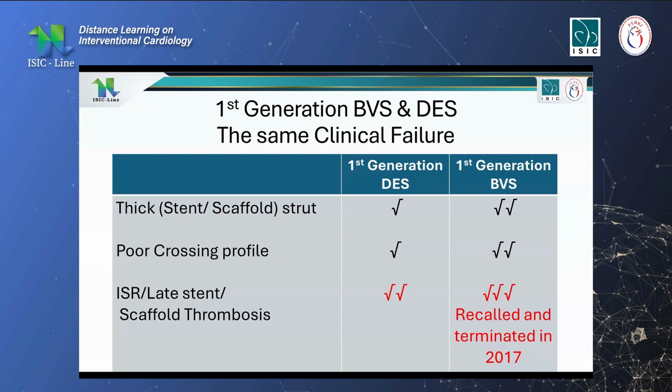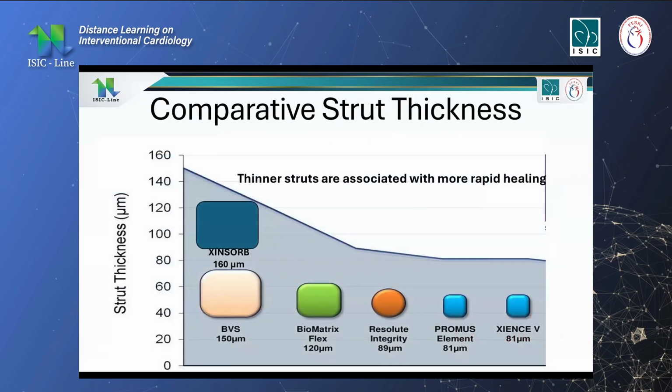However, the Absorb BVS, as we all know, was withdrawn due to the excess of ISR, stent thrombosis and or scaffold thrombosis, and then recalled and terminated in 2017. Slide, please. If we take a look at the Absorb BVS and Synsorb, the strut thickness is actually pretty similar, about 160 versus 160 micrometer. As we all know, thinner struts are associated with more rapid healing. Next slide.